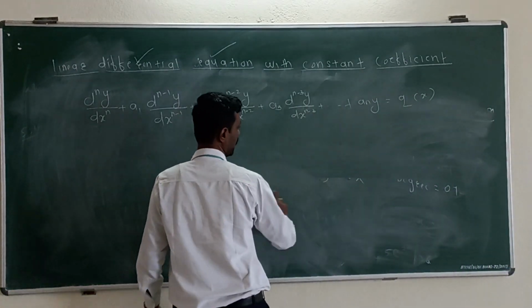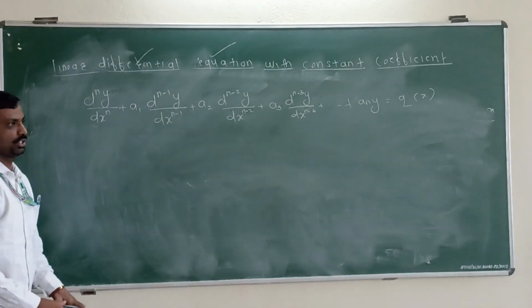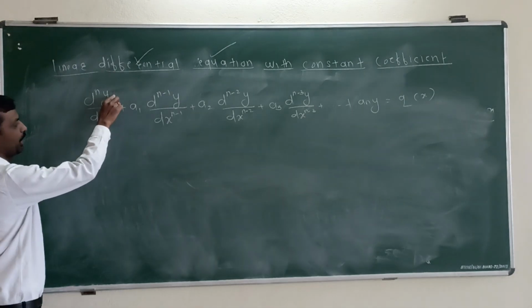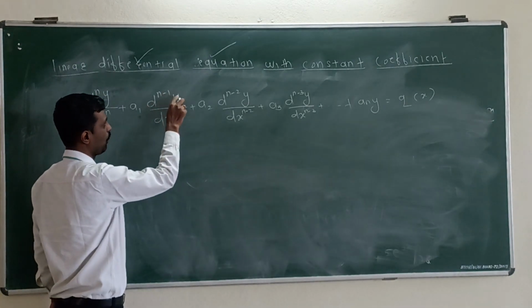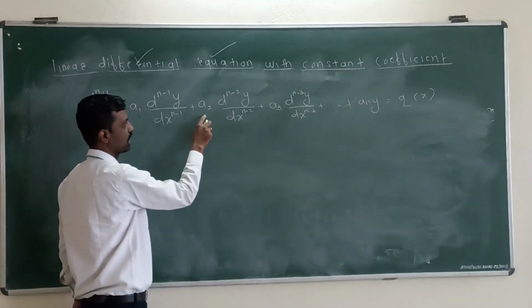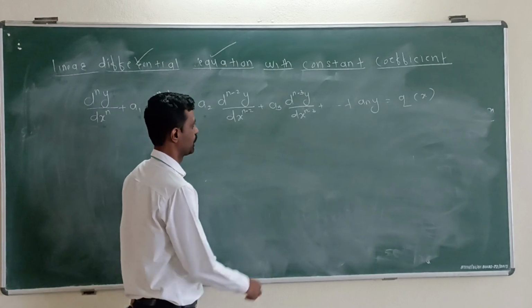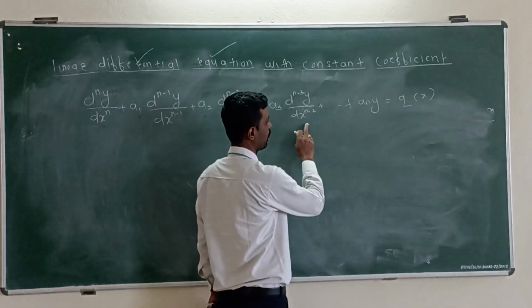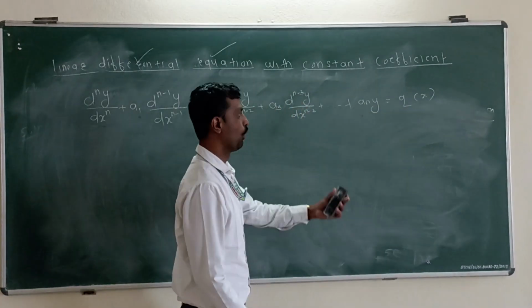So I will take the general form of a linear differential equation. The general form of a linear differential equation is of the form: a0 d to the power n y by dx to the power n, plus a1 d to the power n minus 1 y by dx to the power n minus 1, plus a2 d to the power n minus 2 y by dx to the power n minus 2, plus a3 d to the power n minus 3 y by dx to the power n minus 3, and so on, plus an y is equal to q of x.